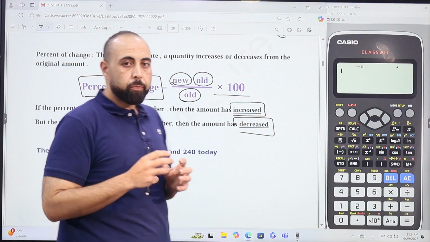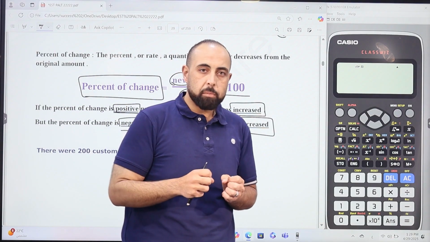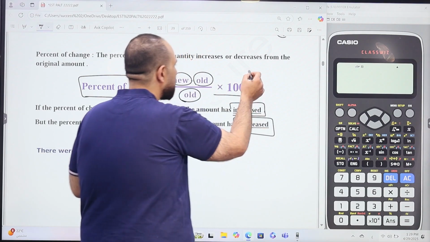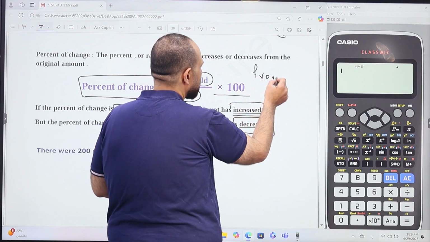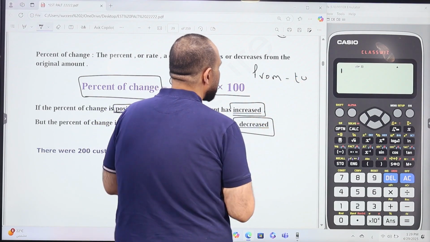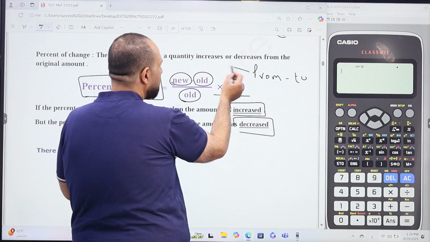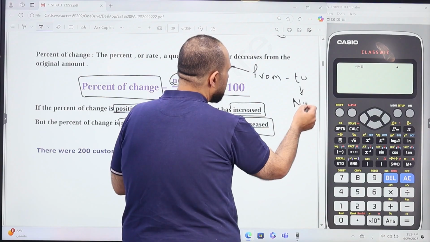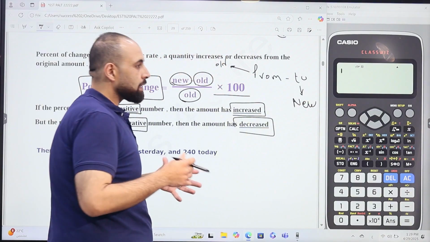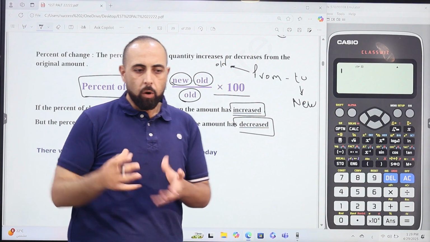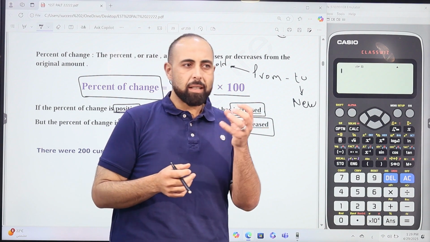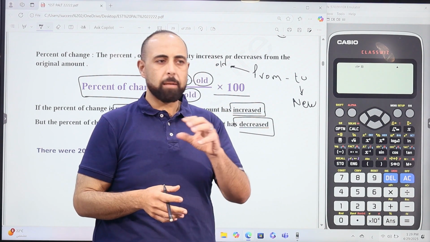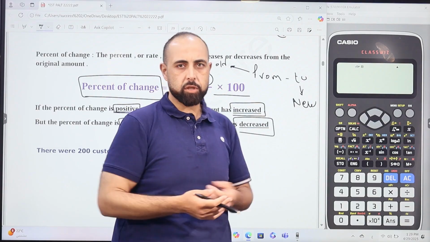How can we know which is the new number and which is the old? If he says from 2, that means the old number, and to 2, that means the new number. Or he gives us any word describing something from the past, and another word describing something in the present or the future.